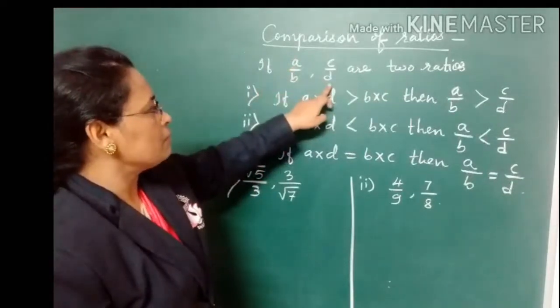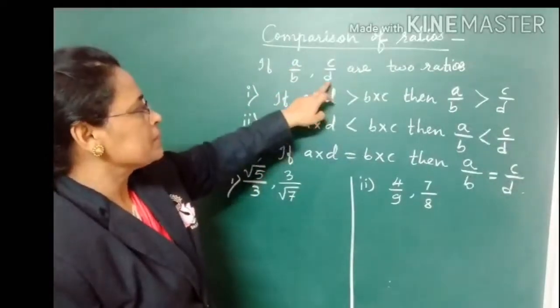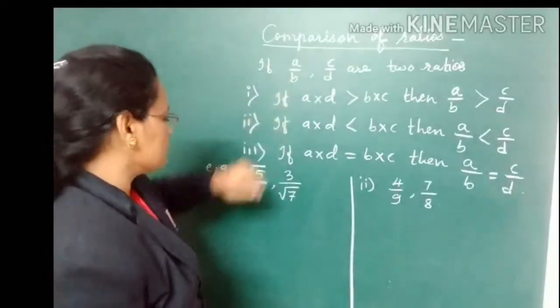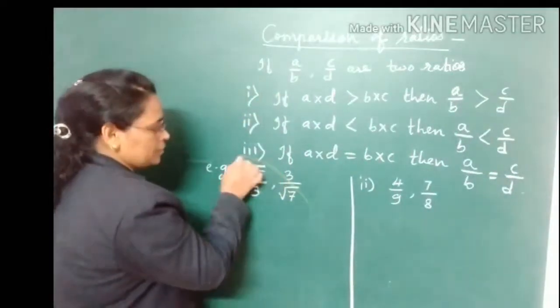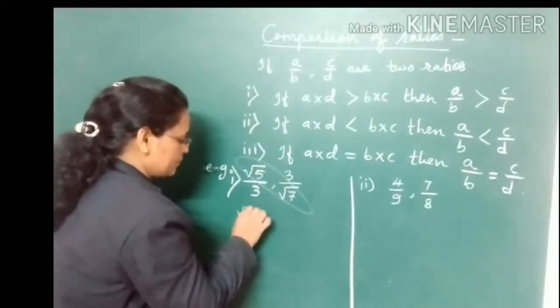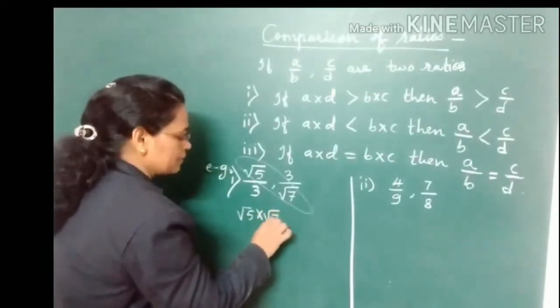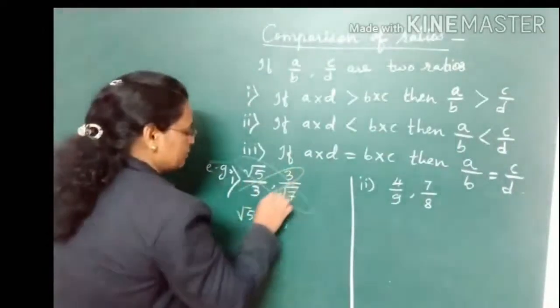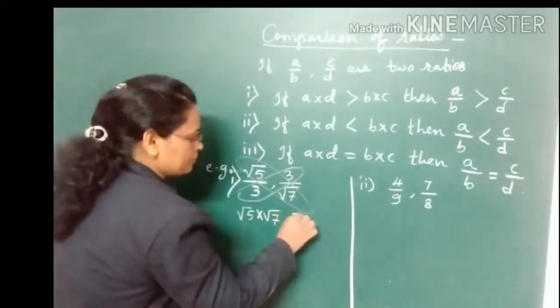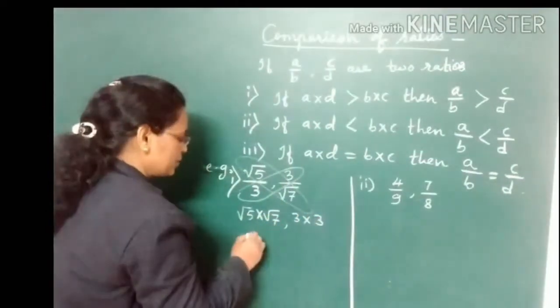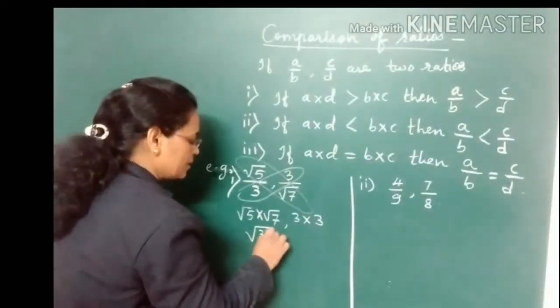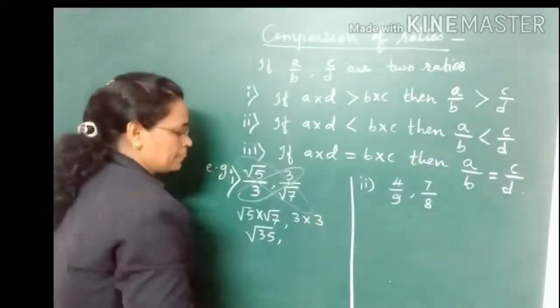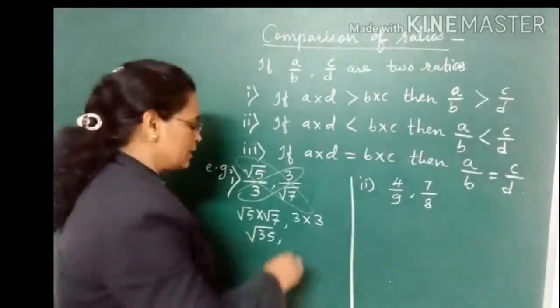The product of the first term and second term, first term and second term. This product we have to write. So we'll write here root 5 into root 7. That we have to compare with this product 3 into 3. So root 5 into root 7, that is root 35, and 3 3s are 9.